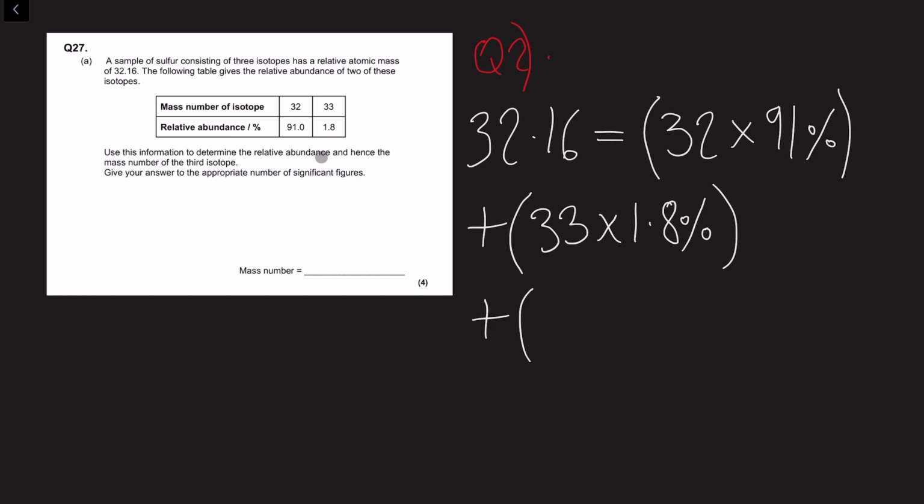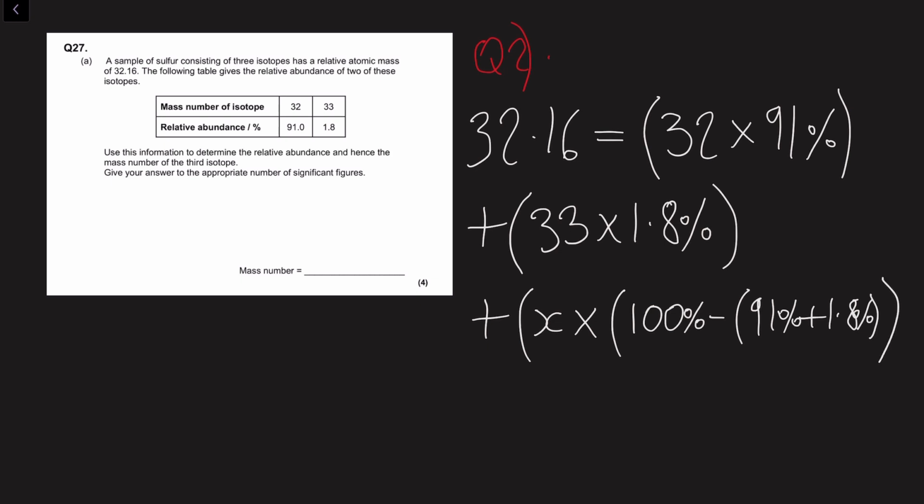And now we have X, right? Because we don't know the mass number of the third isotope. So we just call it X. And we can multiply this by 100%. And then we can just subtract from 100% 91 and 1.8. And that gives us the remaining proportion of isotopes that don't include 32 or 33. So now we simplify this and solve for X like a normal linear equation.